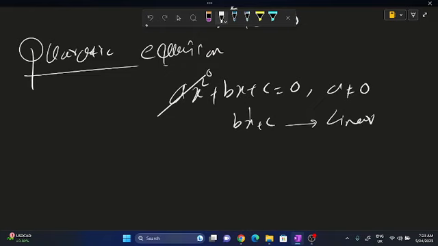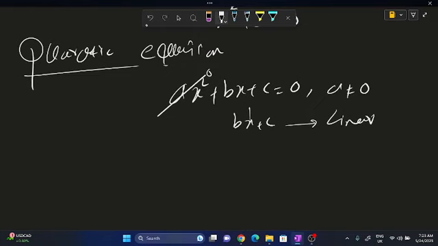A cannot be 0. If you put a is equal to 0 over here, then your quadratic equation will be converted into a linear equation. That is not good. That doesn't satisfy the definition of a quadratic equation actually. So that was the thing about it.